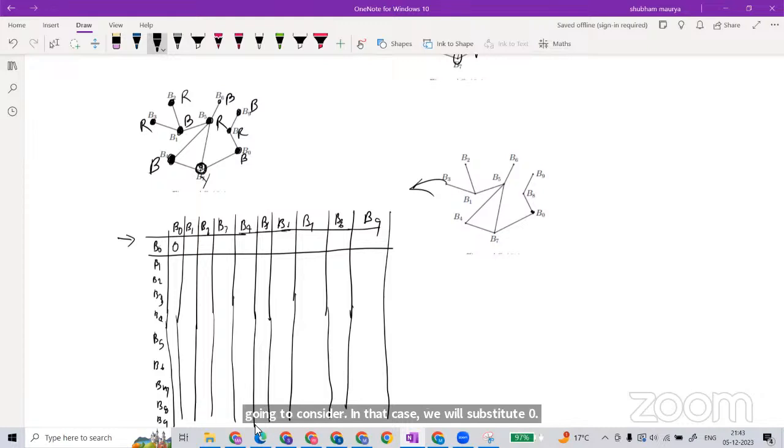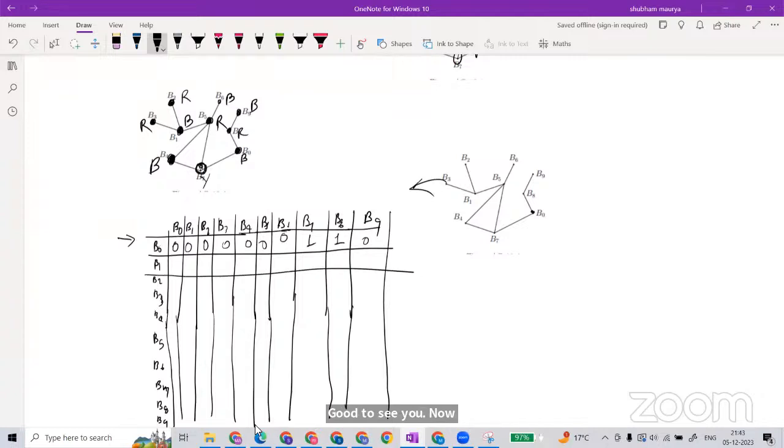B0 and B1 are not actually connected, so you give 0. B0 and B2 are also not connected, so you give 0. Which vertices are connected with B0? B7 and B8. At these two entry points they are actually connected. The rest are not connected, so in that case you put 0.